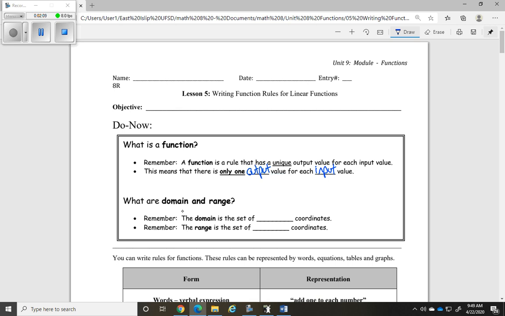Remember, domain and range are the fancy words for input and output. So above domain, I'm going to write input. And by range, I'm going to put output. Remember, the domain or your input is the set of x coordinates, while the range or your output is a set of y coordinates.